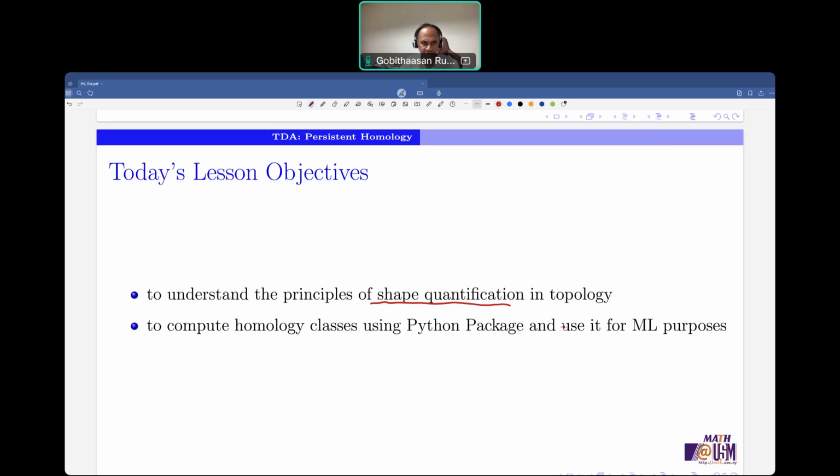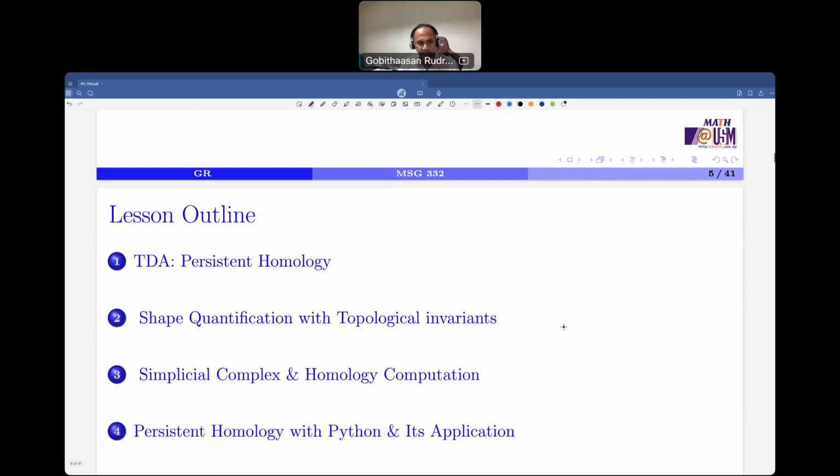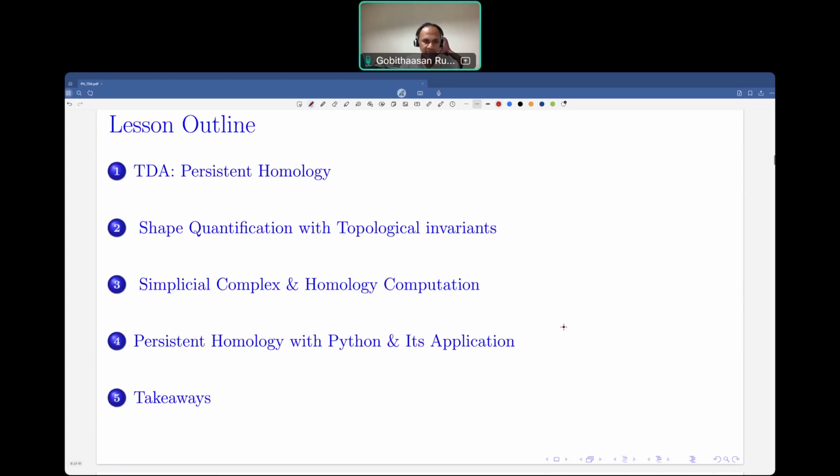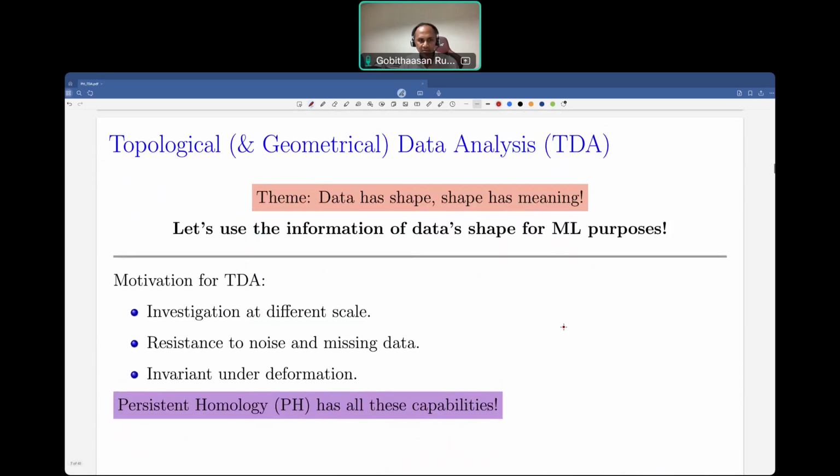So that would be the lesson for today. All right, so we have seen this actually. Now let's look at the whole theme. I have shown, and I'll show again, the theme is data has shape, shape has meaning. So that is the whole idea of topological data analysis.